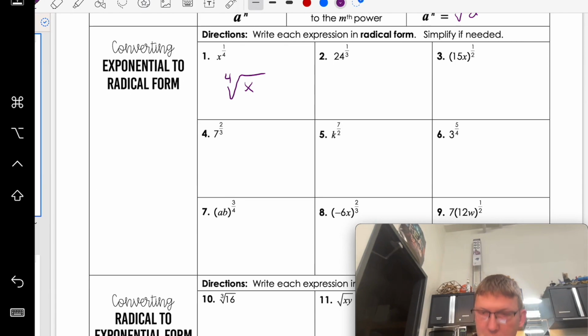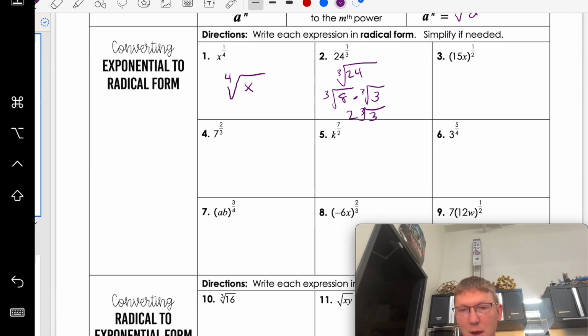Anyway, write each expression in radical form. So I'm on number two. We can say 24 cubed root of that. We also want to simplify if needed. So 24 can be divided into 8 times the cubed root of 3, and then the cube root of 8 can be reduced to 2. And again, if you didn't know that, do your little factor tree. But this time, since we're doing cubed root, you need 3 factors that would work.